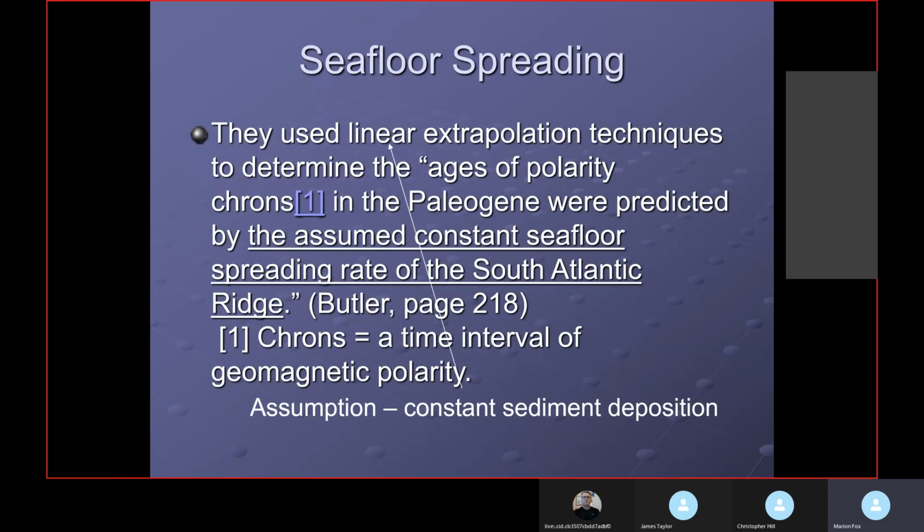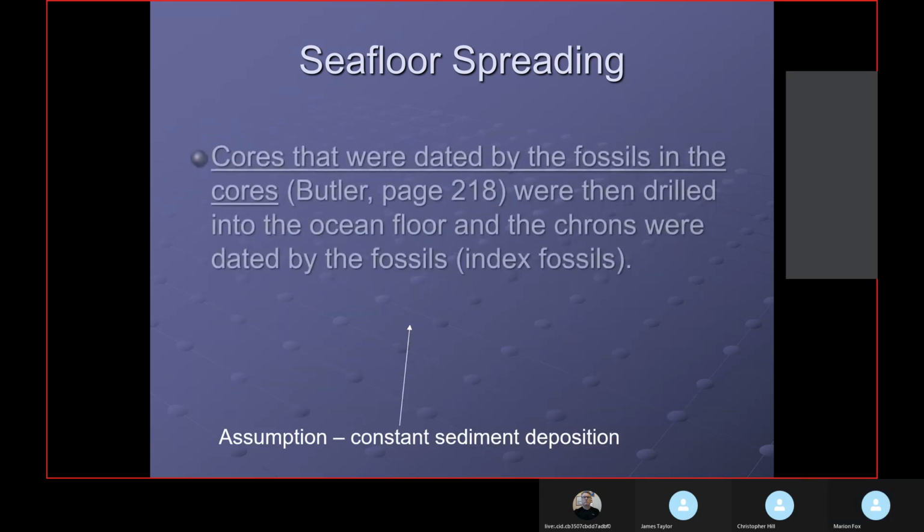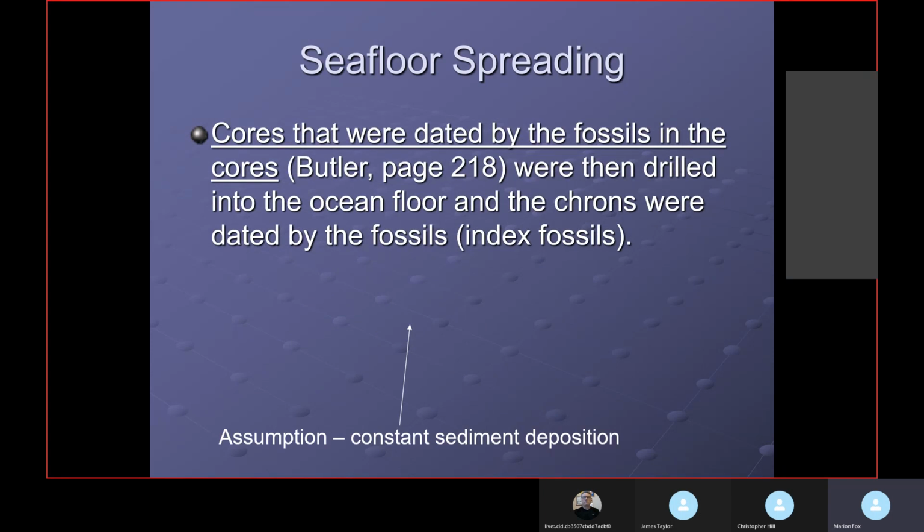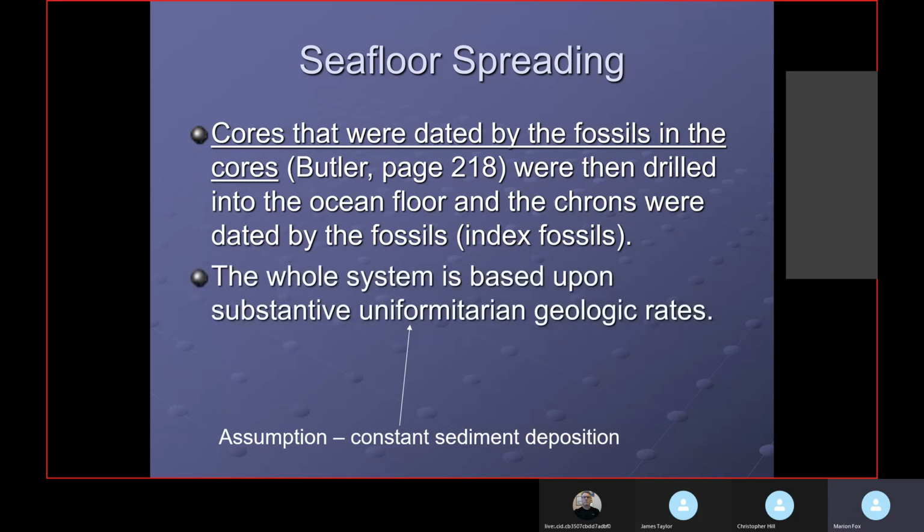They used linear extrapolation techniques to determine the ages of polarity chrons in the Paleogene, predicted by an assumed constant C4 spreading rate of the South Atlantic Ridge, Butler tells us. Constant sedimentation deposition. A constant spreading rate, spread at a constant rate. No catastrophic events occurring. Cores that were dated by the fossils in the cores, Butler, page 218, were then drilled into the ocean floor, and the chrons, that's my system for measuring time, were dated by the fossils, index fossils, which we've already talked about in prior lessons.